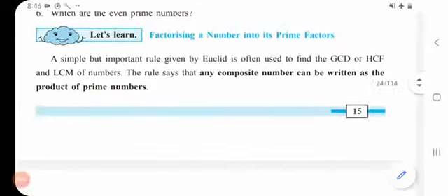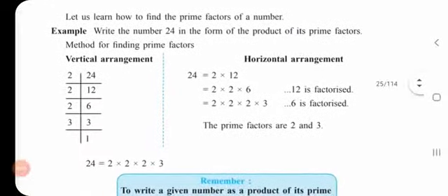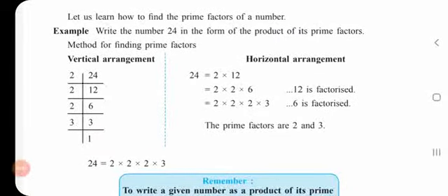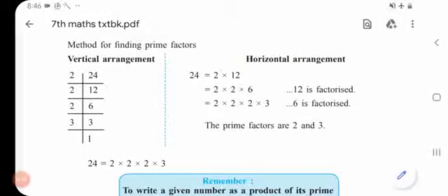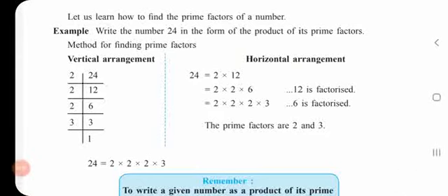For example, we will see. You can see here, this factorization can be done by two methods, vertical arrangement and horizontal arrangement. In vertical arrangement, we have to write the required number. Then we have to start with the lowest factors of that number. Here you can see 24, the first factor is taken as 2. Then 24 divided by 2 is 12. So it is also written below 24.